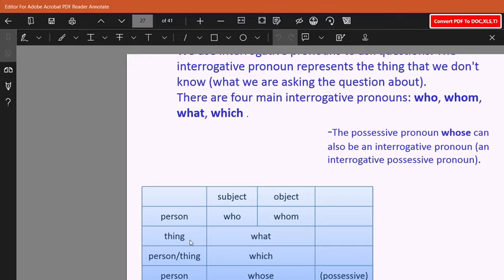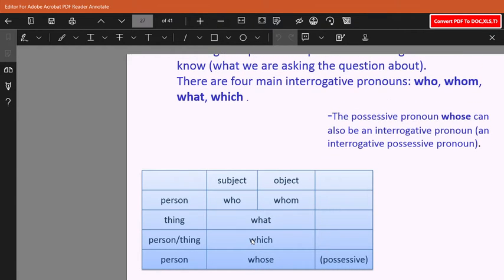The next place, it is a thing, meaning an object. In order to mean an object, generally we use what. What is in your hand, or what is in your pocket, that kind of thing. Then comes person or thing, both: which girl or which boy has done it, and at the same time, which chocolate do you like.